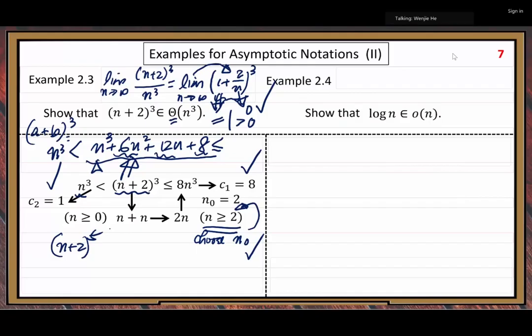2.4. Show that log of n belongs to little o of n. So little o, so we only use the limit way. Okay, limit way. All right. And here I didn't specify the log base.